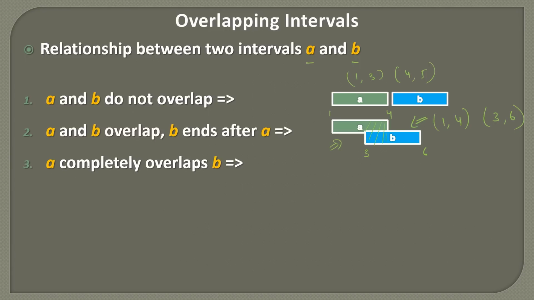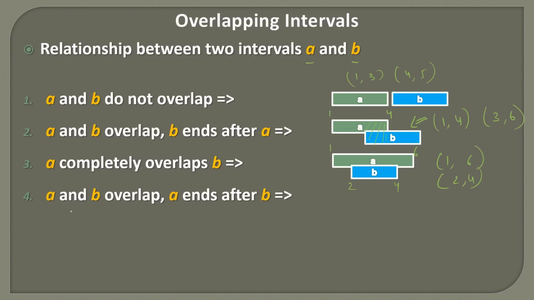The third would be A completely overlaps B. It would look something like this, where A is completely overlapping B. If we take an example, it could be 1, 6 for A and 2, 4 for B. So here 1, 6, 2 and 4. So A is completely overlapping B. This could be one such case.